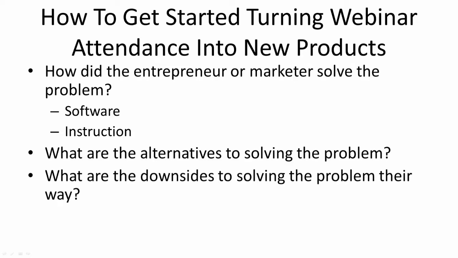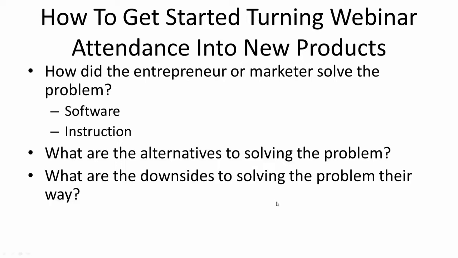Now, what are the downsides to solving the problem their way? In other words, they're going to have a certain way that they're going to be able to do it, but what is the downside? What could possibly go wrong if they solve the problem their way? Because that's going to be an opening for you to solve the problem your way.